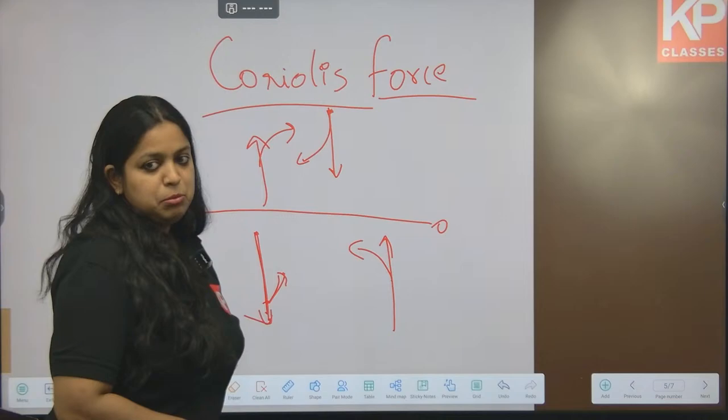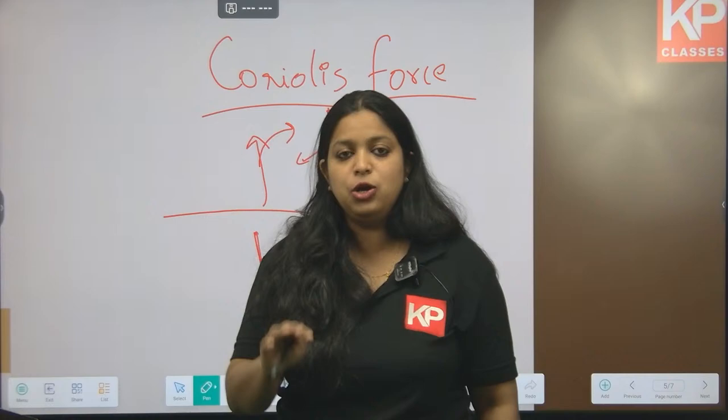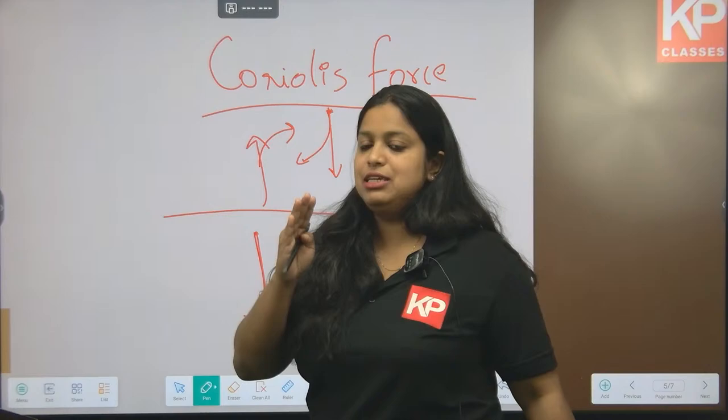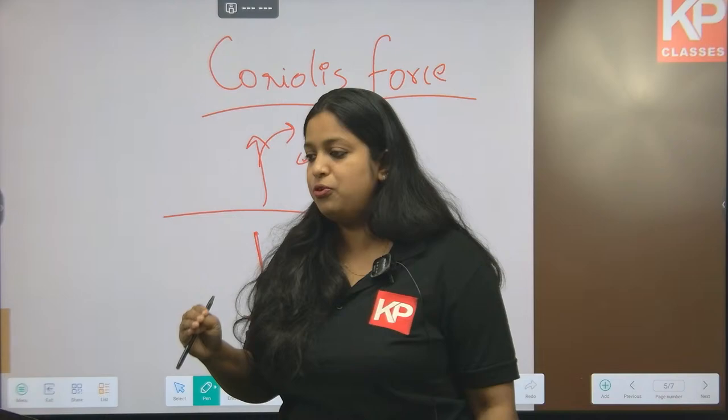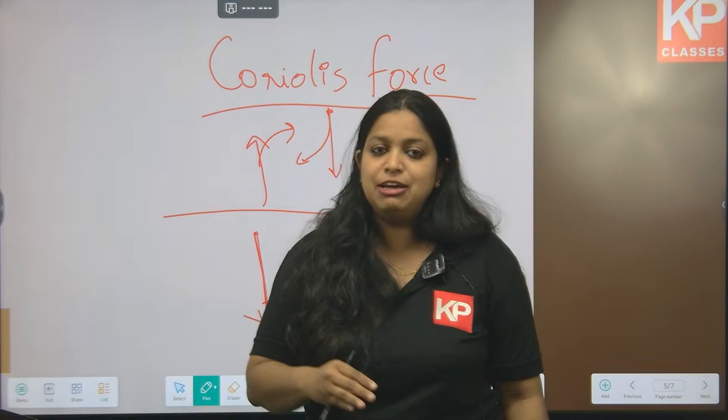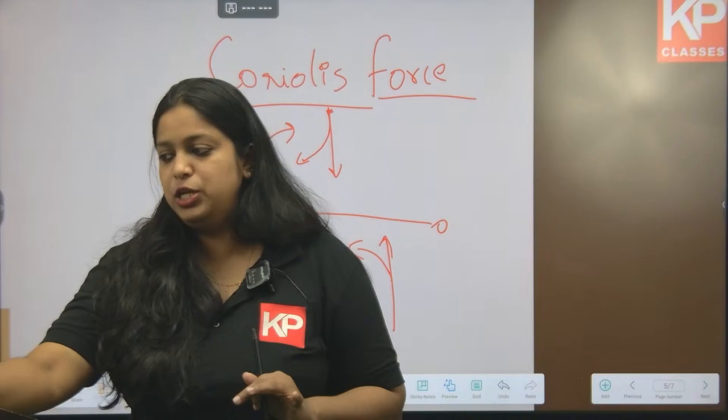This is very important. Coriolis force causes the wind, or any free moving object, to deflect from its intended path towards the right in the northern hemisphere. And Coriolis force will cause any free moving object on the earth to deflect to the left in the southern hemisphere. So keep this in mind, which is very important.